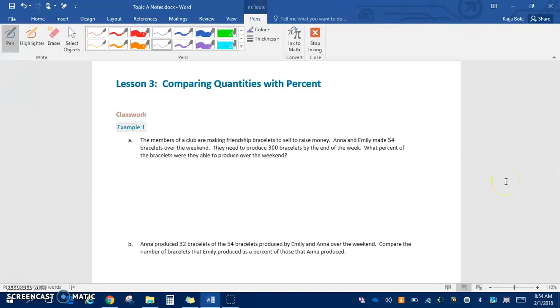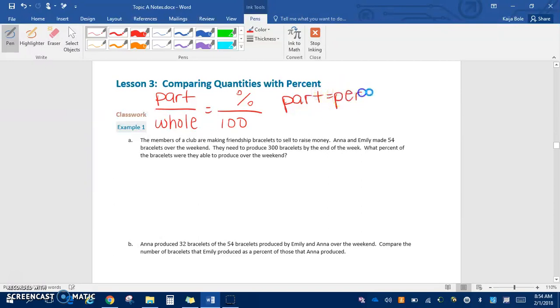Alright, here we are on lesson 3, comparing quantities with percent. Like I said in yesterday's lesson, we were using that proportion setup, which I want you to write at the top of your paper again. We have part over the whole equals percent over 100. But I said yesterday that today we would use that equation that was at the top of the page, which was part equals percent times whole.